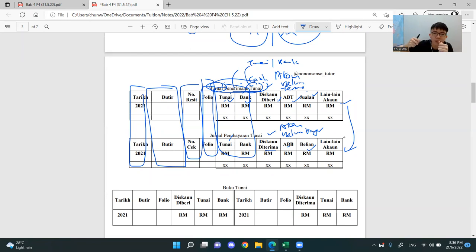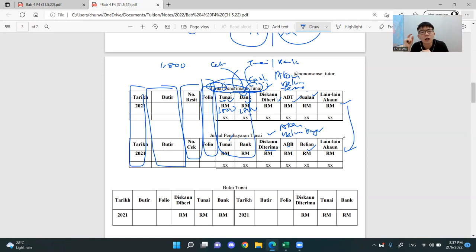When you receive money, we record it in the journal penerimaan tunai. So now, how much do we receive? Then we record here. Let's say I receive 1,800. Is it secara cek or secara tunai? If secara tunai, then I record 1,800 here. If it is secara cek, it means bank, then I record 1,800 here in the bank. So it depends on the question. When you say secara tunai, you show it here in tunai. If it is secara bank, you put it inside bank.